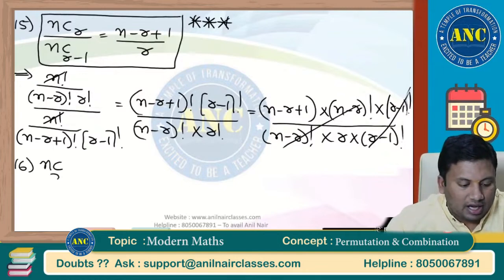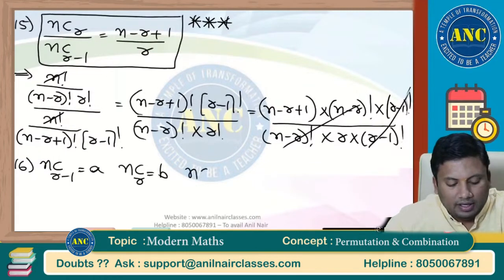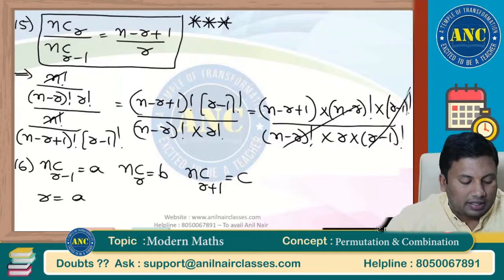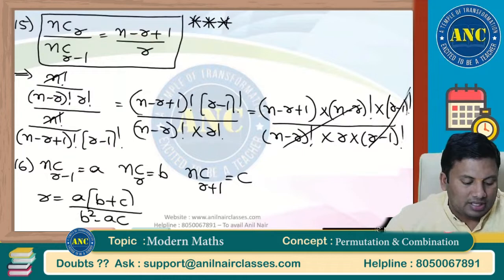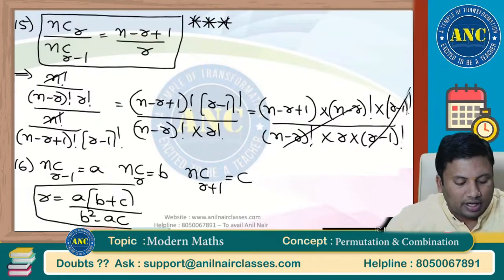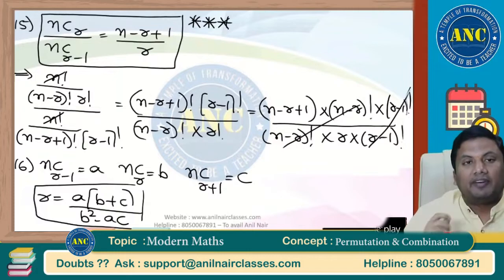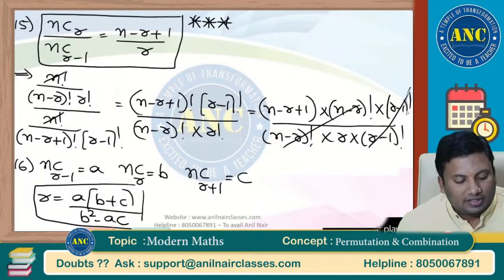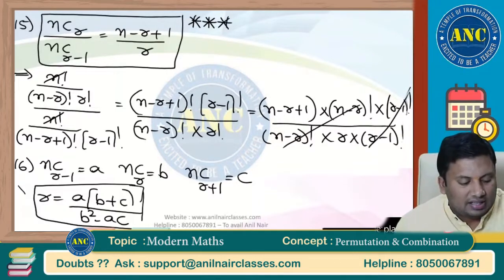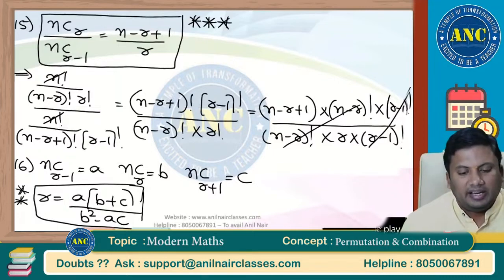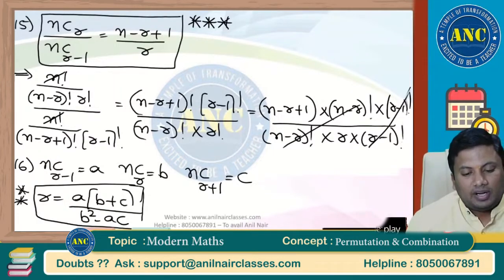Suppose NCR minus 1 is A, NCR is B, and NCR plus 1 is C. Then r is nothing but A into B plus C divided by B square minus AC. In case you cannot remember it, you can go by the generic calculation by dividing NCR by NCR minus 1. There was one direct question based upon this identity. NCR by NCR minus 1 is nothing but n minus r plus 1 by r.